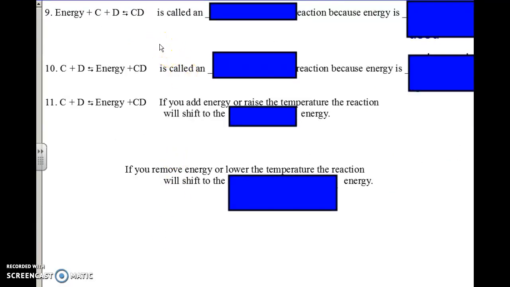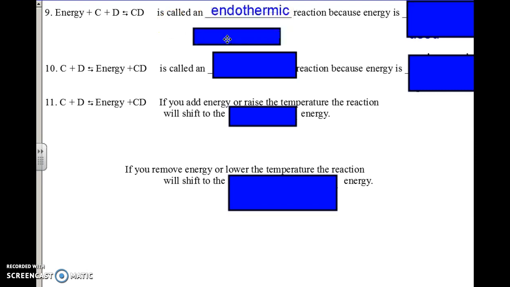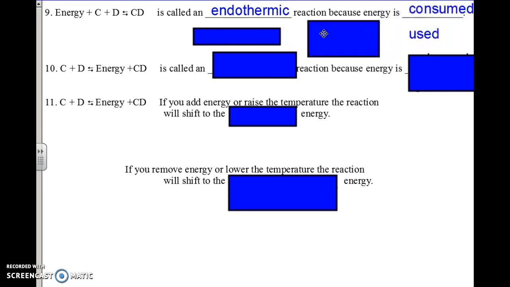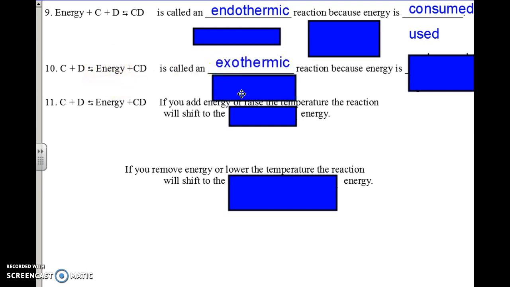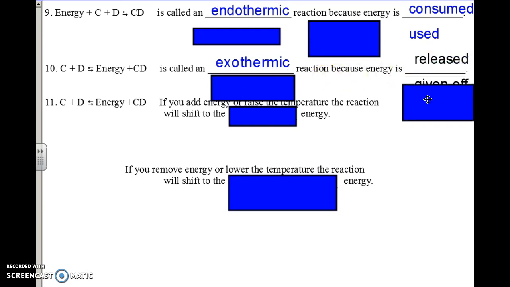So in number 9 here, we have this chemical reaction, and energy is found on the left-hand side. When energy is found on the left-hand side, it acts like a reactant, and energy has to be put into the reaction, and we call that an endothermic reaction, because energy is being consumed or used to make this reaction occur. In number 10, the energy is over on this side, and we call that an exothermic reaction. The energy is exiting the reaction, and this is because energy is released or given off.